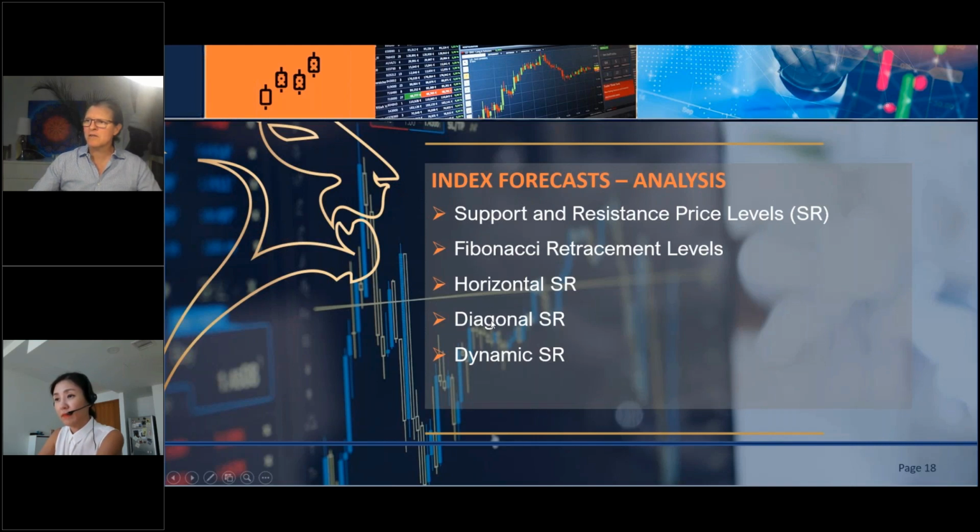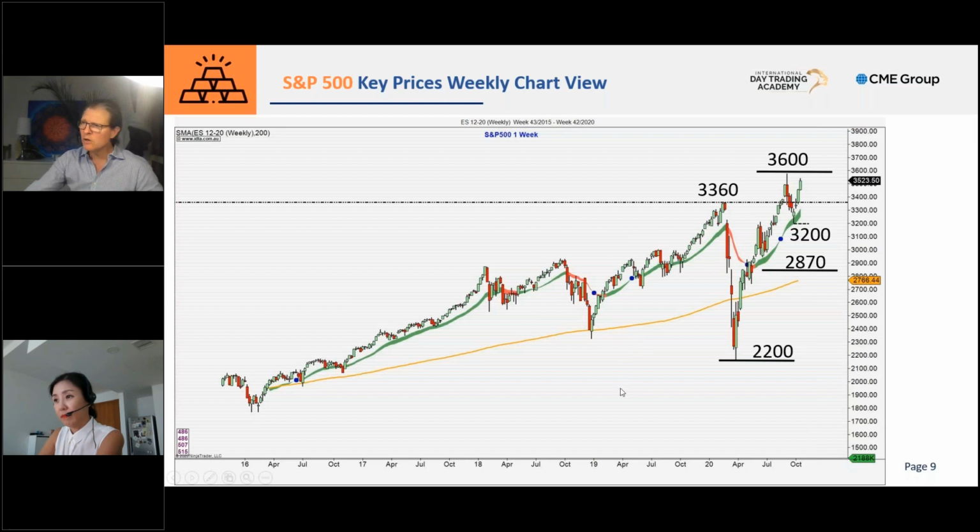I'm not going to talk too much about the diagonal resistance like trend lines or any of the dynamic support resistance. I'm just going to keep it really simple with some major price levels. So the first chart I want to look at is the S&P 500, and this is a weekly view. If you look at that big drop from 3360 down to 2200, that was the COVID crash. Right now, we can see in that month of March, we had that 4-week period.